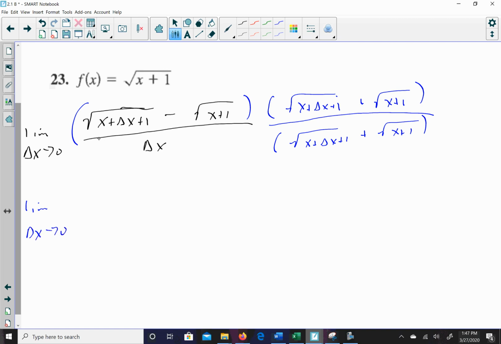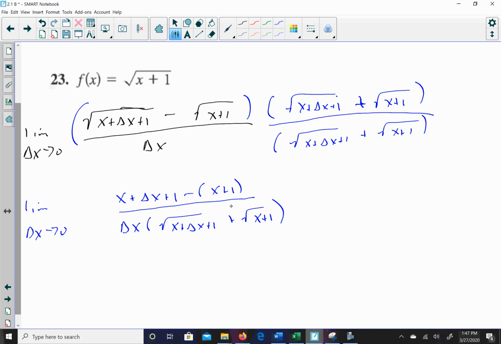So when I do that, this will still be the limit as delta x approaches 0. When I take the square root of x plus delta x plus 1 times the square root of x plus delta x plus 1, that's just simply going to be x plus delta x plus 1. There will be no middle term because I multiplied by the conjugate, which means that the middle term is 0. So this will be minus, and then x plus 1. I'm going to put that in parentheses, so remember to distribute that negative sign times that entire second half. And this is all over delta x times all of that. And I'm not going to try and simplify that. I'm just going to leave it like that for right now.